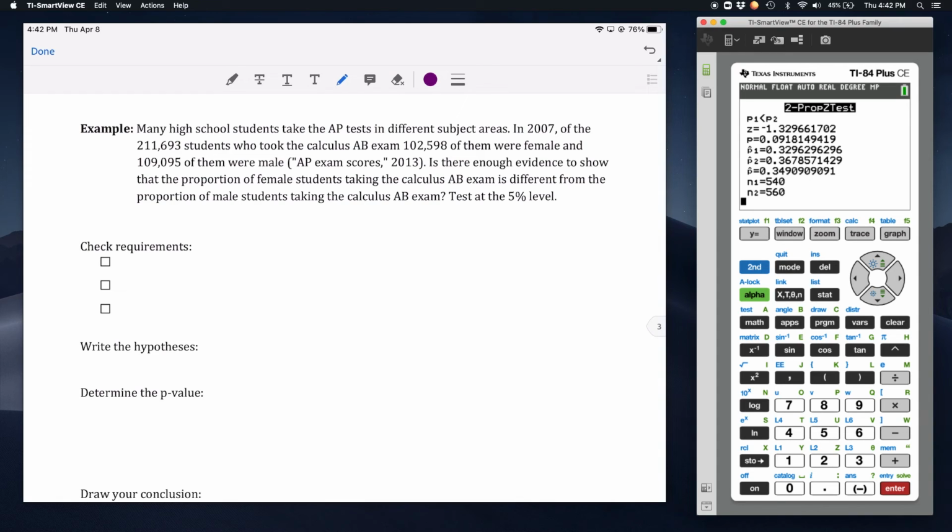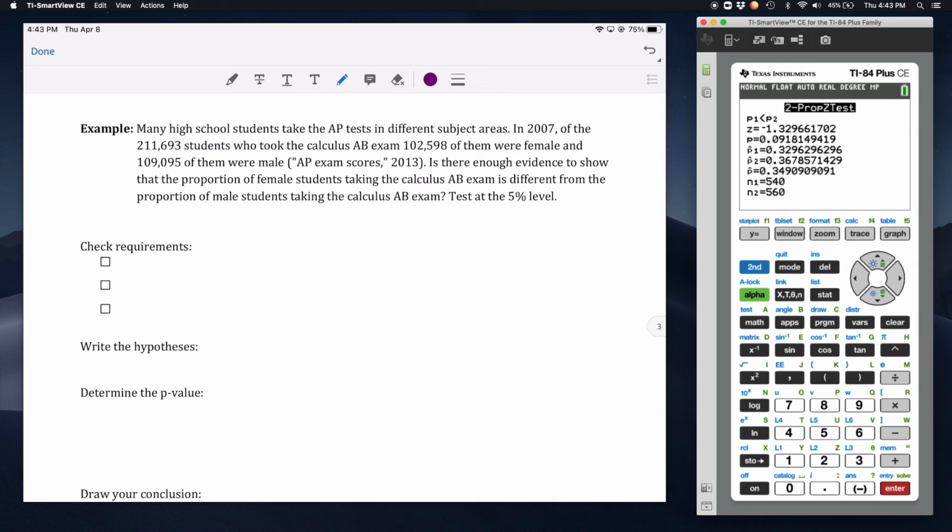Many high school students take the AP test in different subject areas. In 2007, of the 211,693 students who took the calculus AP exam, 1,598 of them were female and 1,995 of them were male. Is this enough evidence to show the proportion of females taking the calculus AB exam is different from the proportion of males taking the calculus AB exam?